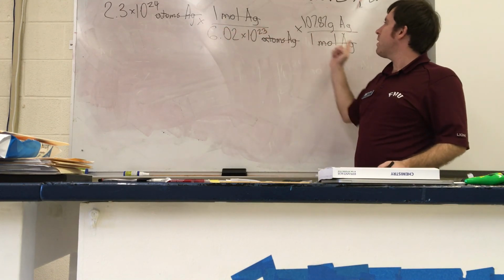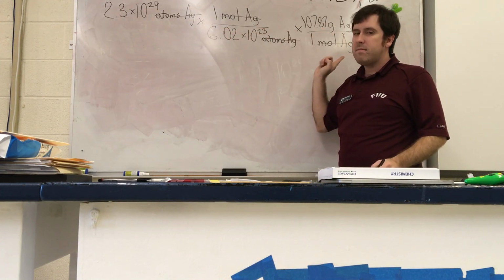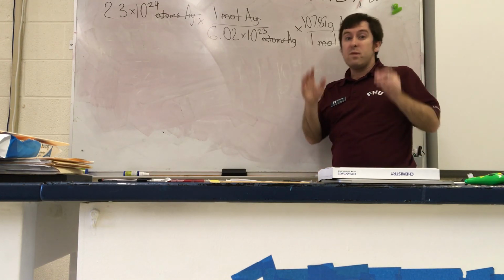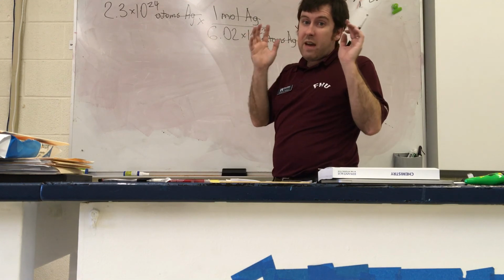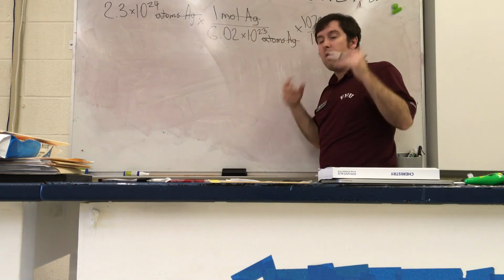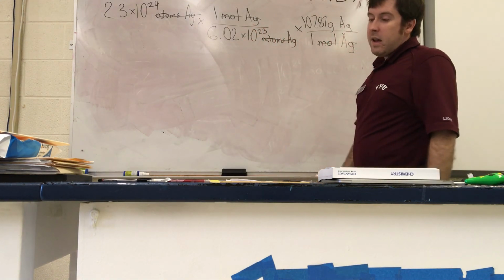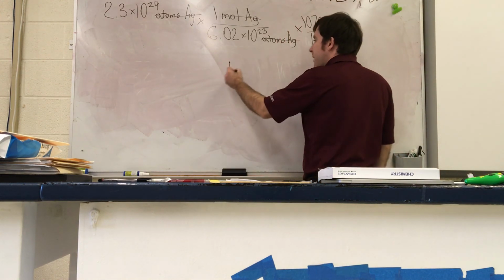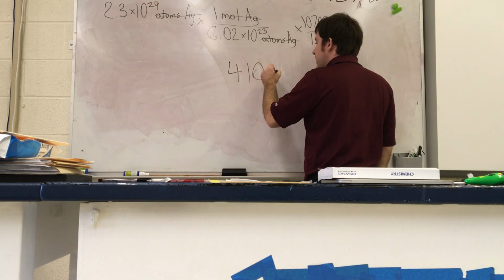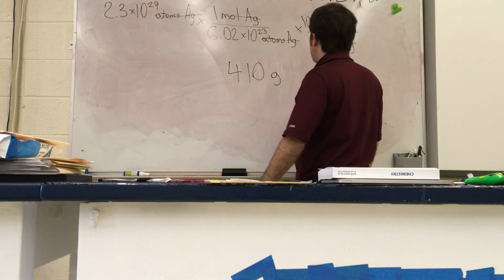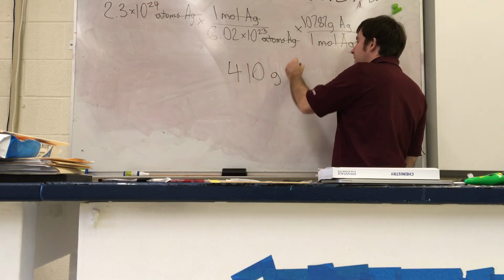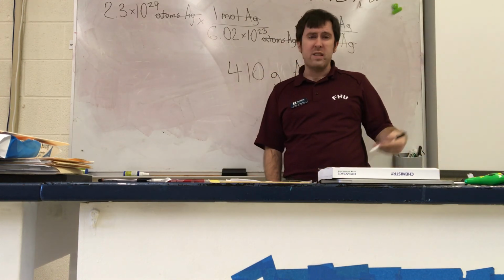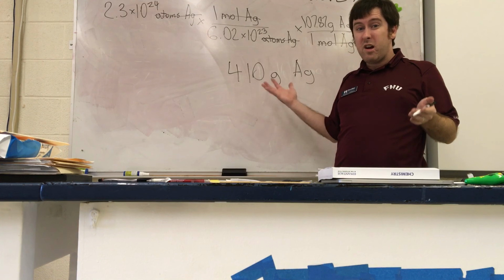Now we just have our math problem. 2.3 times 10 to the 24th times 107.87 divided by 6.02 times 10 to the 23rd. Guys, once again, if you're putting this in a graphing calculator, you'll need parentheses, otherwise it won't read the expression properly. If you type this in, you'll end up with something. Now, you may round differently, but once again, I use significant figures. 410 grams of silver. You may have 412 or some long decimal. I just rounded off to significant figures.